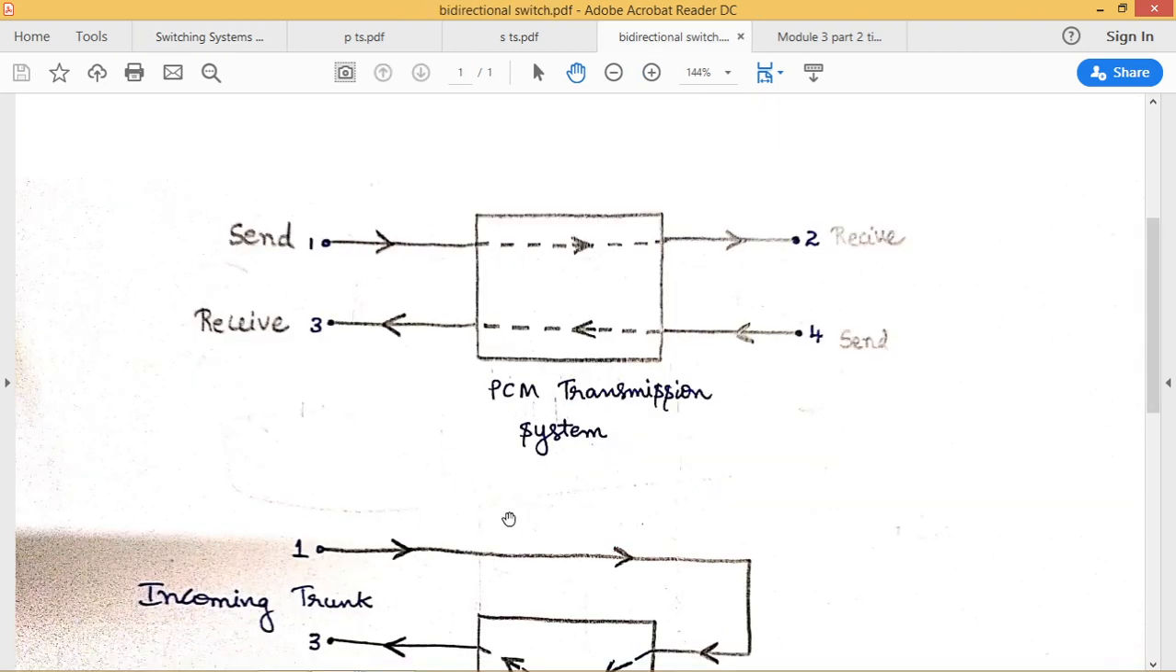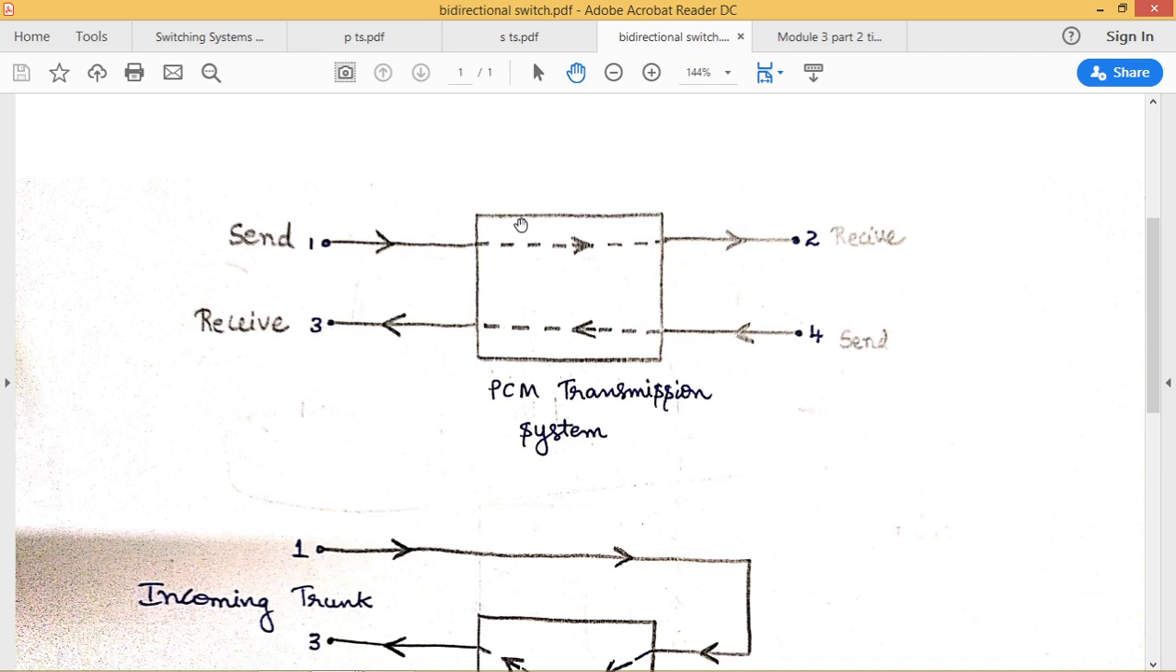As you can see, a PCM transmission system should be able to provide two-way communication. This is one way of communication and the opposite direction of communication. If I am sending some information through this PCM transmission system or PCM switching system, it will be received at one end, and similarly at the other end, in the opposite direction, someone can send and data can be transferred over this transmission system to be received at the other end.